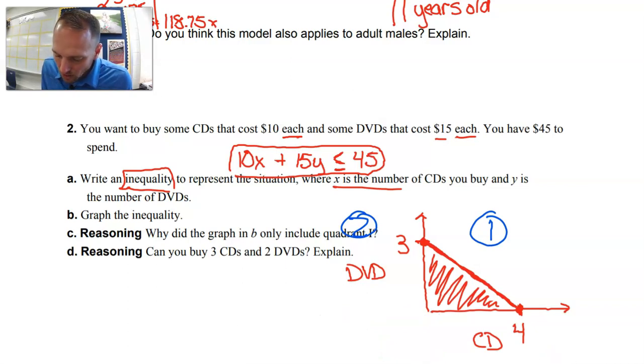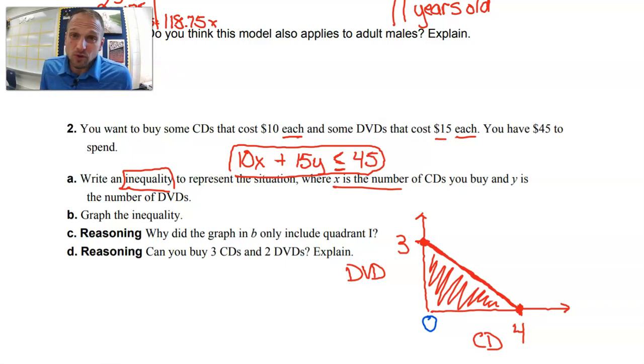So why is it only in quadrant 1? Well, if we went down any further, that would be negative DVDs. We can't buy negative DVDs. If we went back to the left any further, that would be negative CDs, right? Like this number right here is 0. And we can't buy negative DVDs or CDs, so it's just going to be in quadrant 1, okay, because we have to buy a positive number.